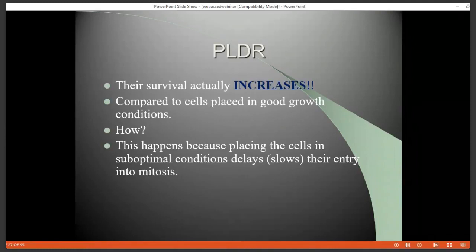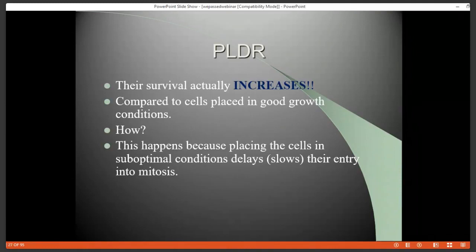And because cells are in suboptimal nutrient conditions, they slow down their actual cell cycle times. And as the cell cycle time slows, this gives the cells more time to repair damage. Most radiation damage is expressed during mitosis, so if we slow down the cell cycle time in any way, that gives cells more time to repair damage.